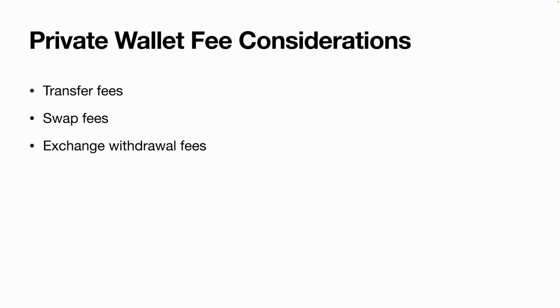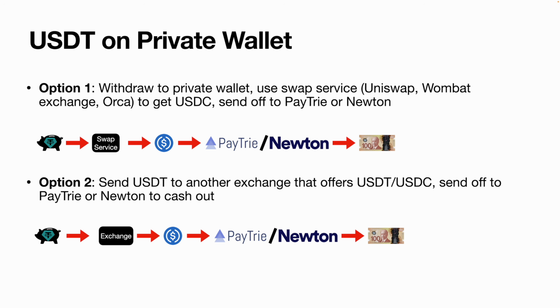Now, if your USDT is on a private wallet, you may want to price around to see where you can swap it for USDC the cheapest. Do consider fees such as transfer fees, swap fees, and exchange withdrawal fees. Again, just like before, option one would be to use a swap service to convert the USDT into USDC and to then send off to either PayTrie or Newton to cash out. The second option would be to send the USDT to another exchange that offers USDT/USDC trade pairs. Once you've got your USDC, you would send it off to either PayTrie or Newton to then cash out.